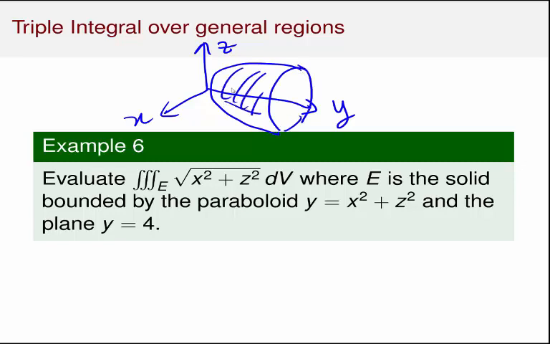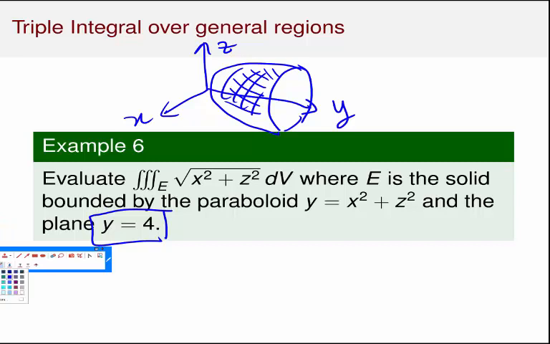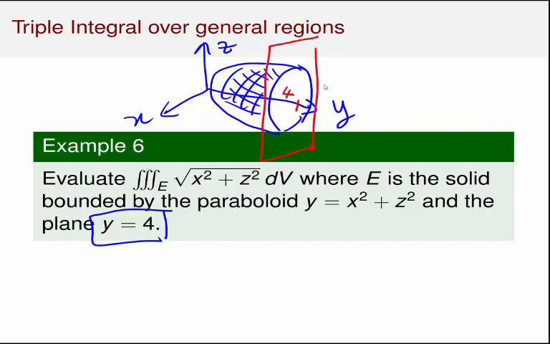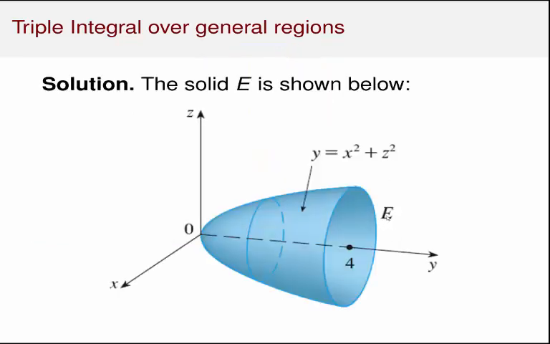Alright. Now the plane y equals 4 is just the vertical plane passing through the point 0, 4, 0 on the y-axis. So imagine 4 is somewhere here on the y-axis. Then we have this vertical plane bounding the solid. Alright. Here's a better picture of the solid E.